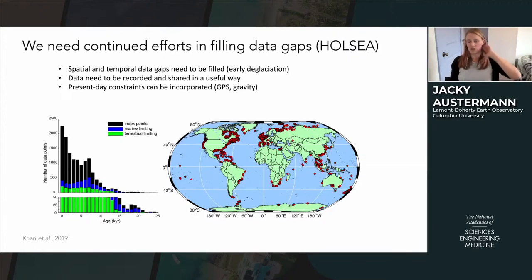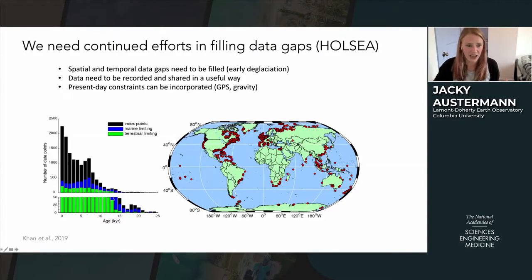So one is, of course, that we need more data, and more data exist. This is a compilation of the Holocene sea level data that are available. There have been great community efforts from the HALSEA working group to compile and standardize Holocene sea level data so we can start working with them. There are obvious spatial gaps where, as you just saw in the inversion, we don't have any information.